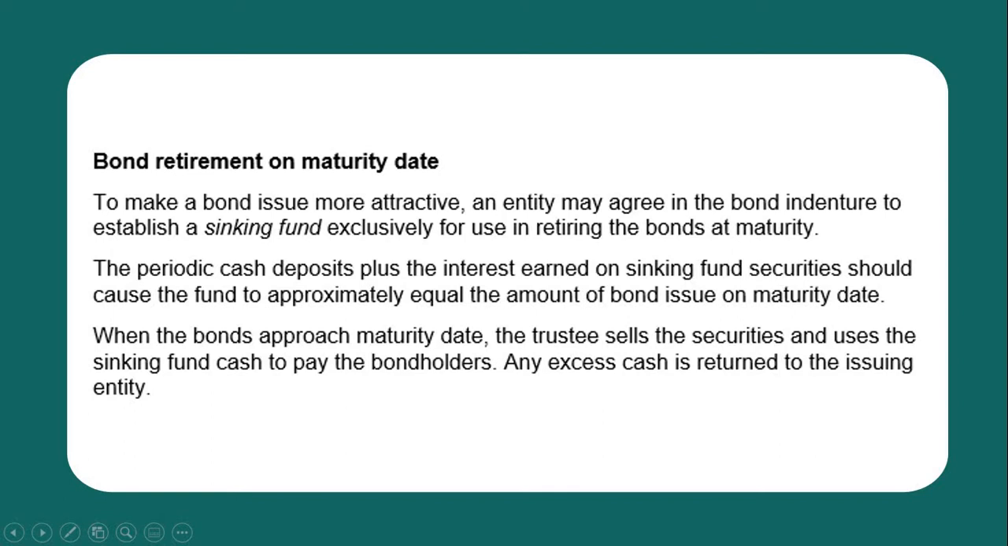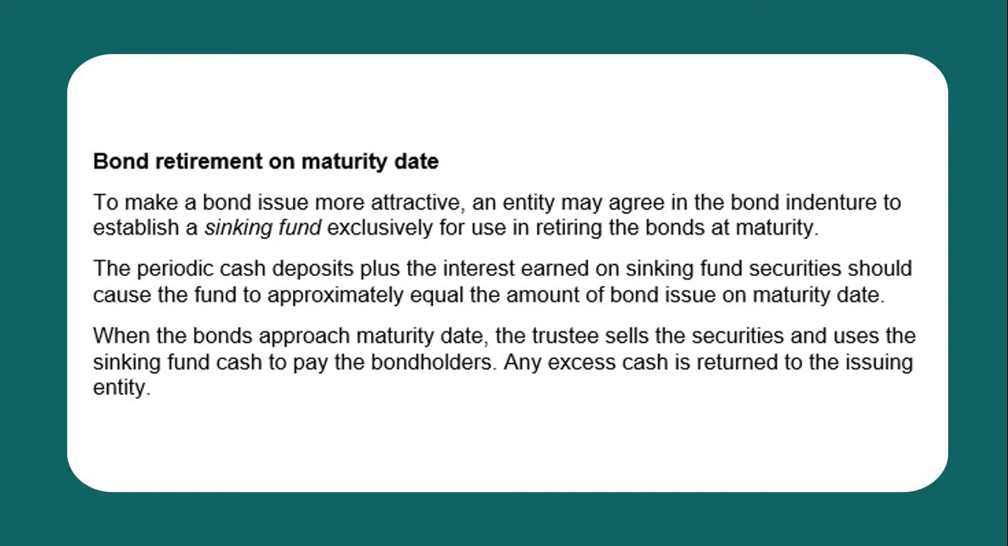So, bond retirement on maturity date. When you say retirement of bonds, it is when we extinguish the bond liability, meaning this is where we are going to pay our obligation at some future date. And usually we pay the obligation, both the principal and interest, on maturity date. When you say maturity date, that is the period or the date wherein the final settlement of bonds payable will happen.